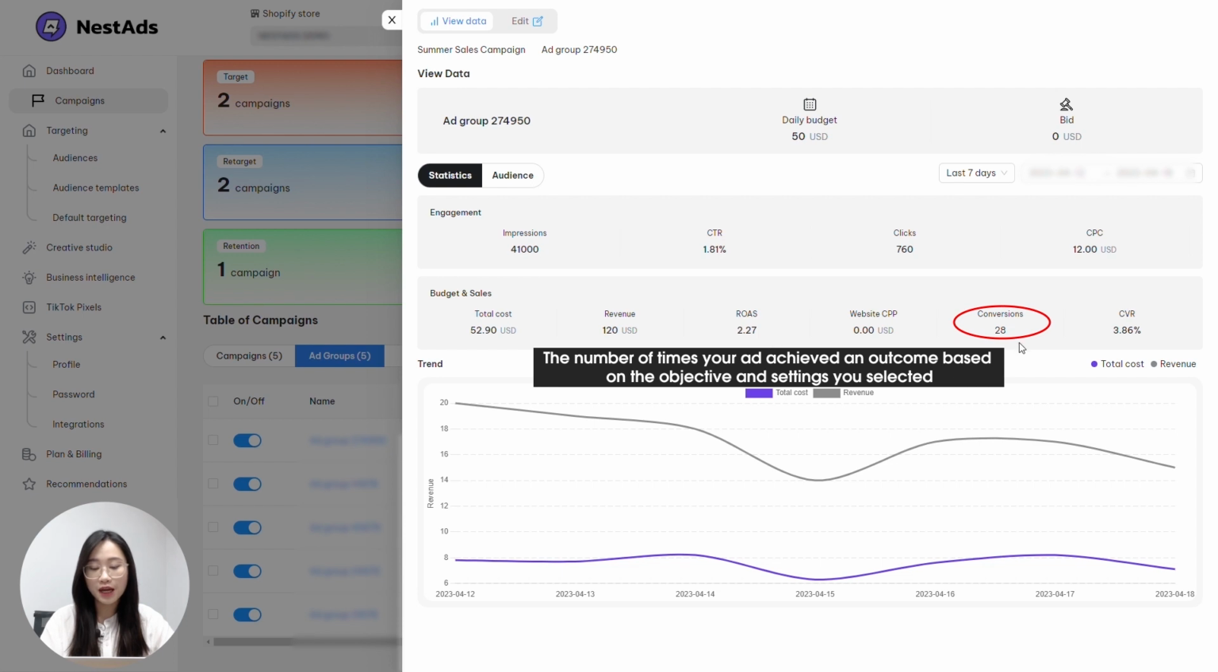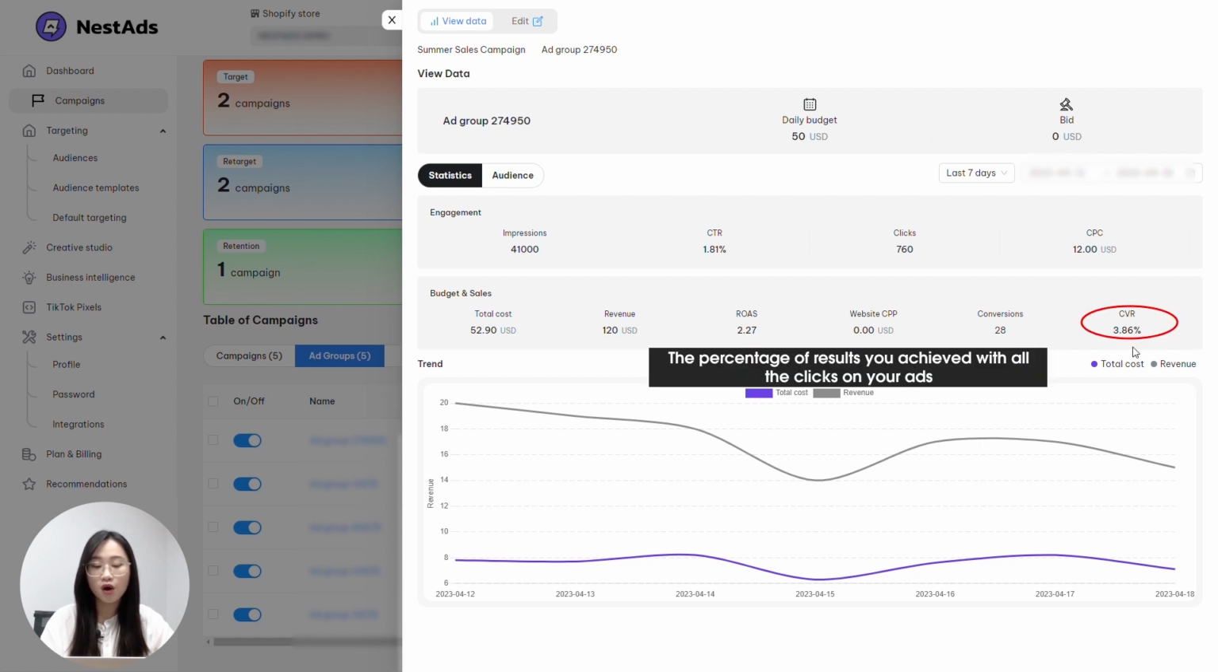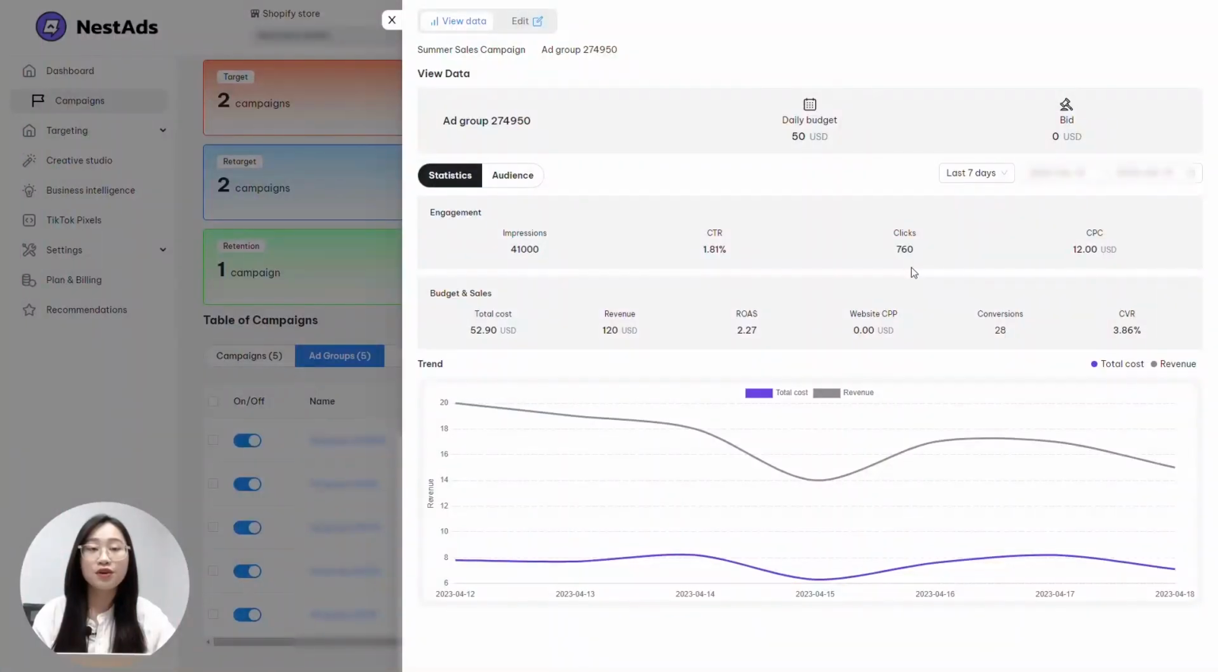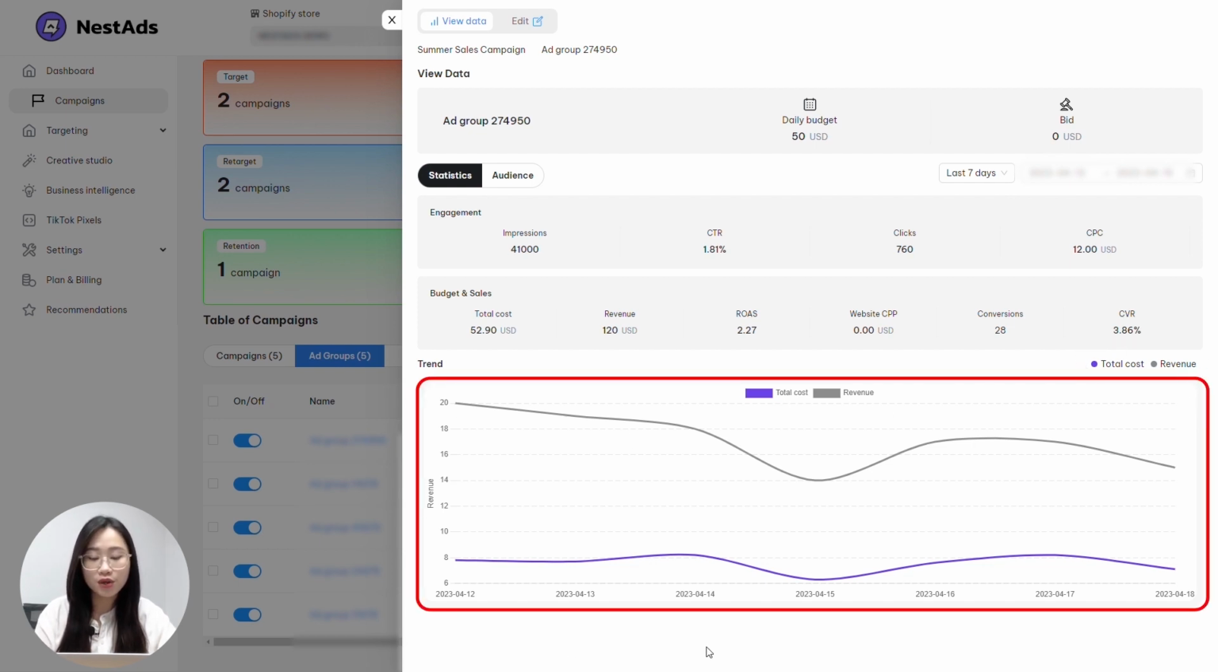Conversion is the number of times your ad achieved an outcome based on the objective and settings you select. Conversion rate is the percentage of results you achieve with all the clicks on your ad. As you are running ads for your e-commerce business and your main objective is still gaining more sales, return on ad spend, which means total cost and revenue, are the most important metrics. That's why we create a chart with total cost and revenue to help you better understand your ad performance.